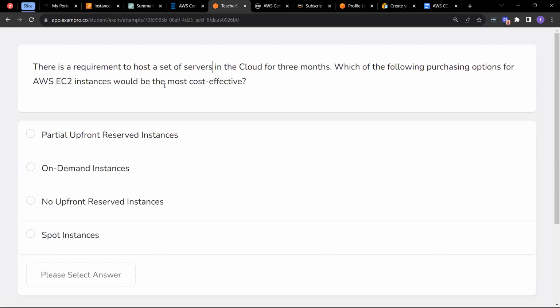There is a requirement to host a set of servers in the cloud for 3 months. Which of the following purchasing options for AWS EC2 instances will be the most cost effective? So here we are looking at what? For just 3 months, you're hosting a set of servers, and you want the purchasing option that will save the most costs.